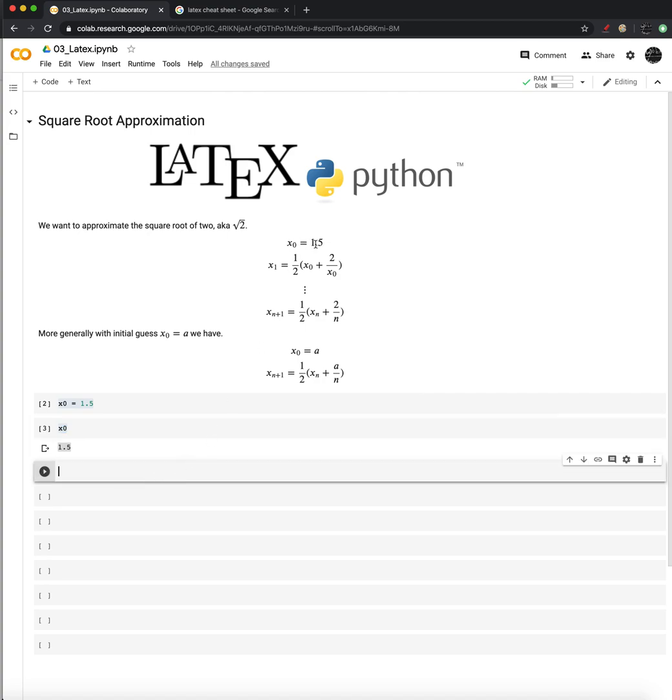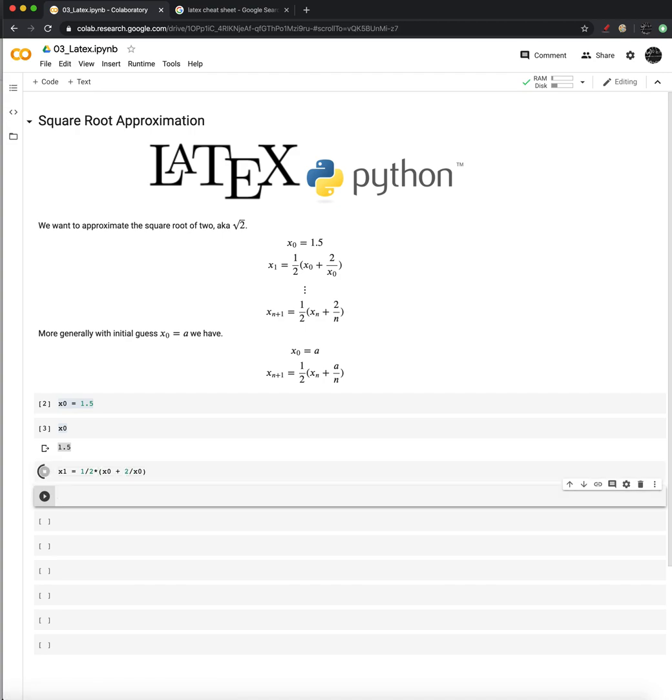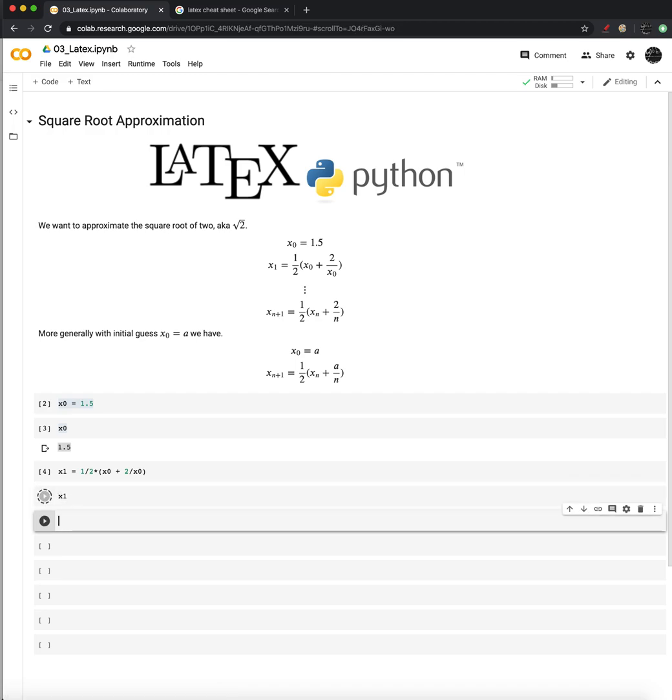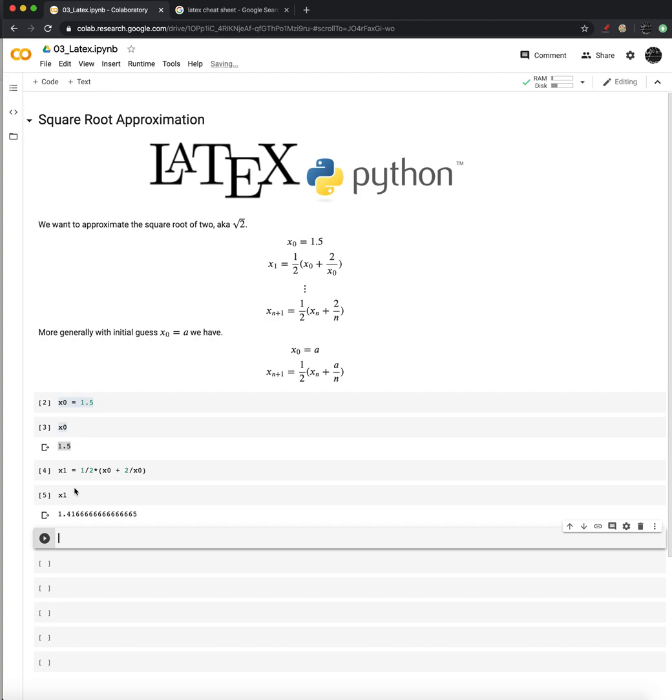So there was our first guess. Now let's make our second guess, x1. So x1 will equal 1/2 times, in parentheses, x0 plus 2 over x0. Shift enter, and now if we want, we can look at what x1 is, and it looks like 1.4666.